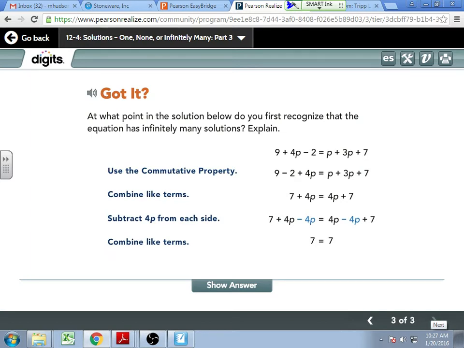All right, at what point in this solution should we recognize how many solutions there are? Nate? Combining like terms. When we combine like terms, because I see I have a 4p on both sides and a 7 on both sides, this step right here tells me there's infinitely many.